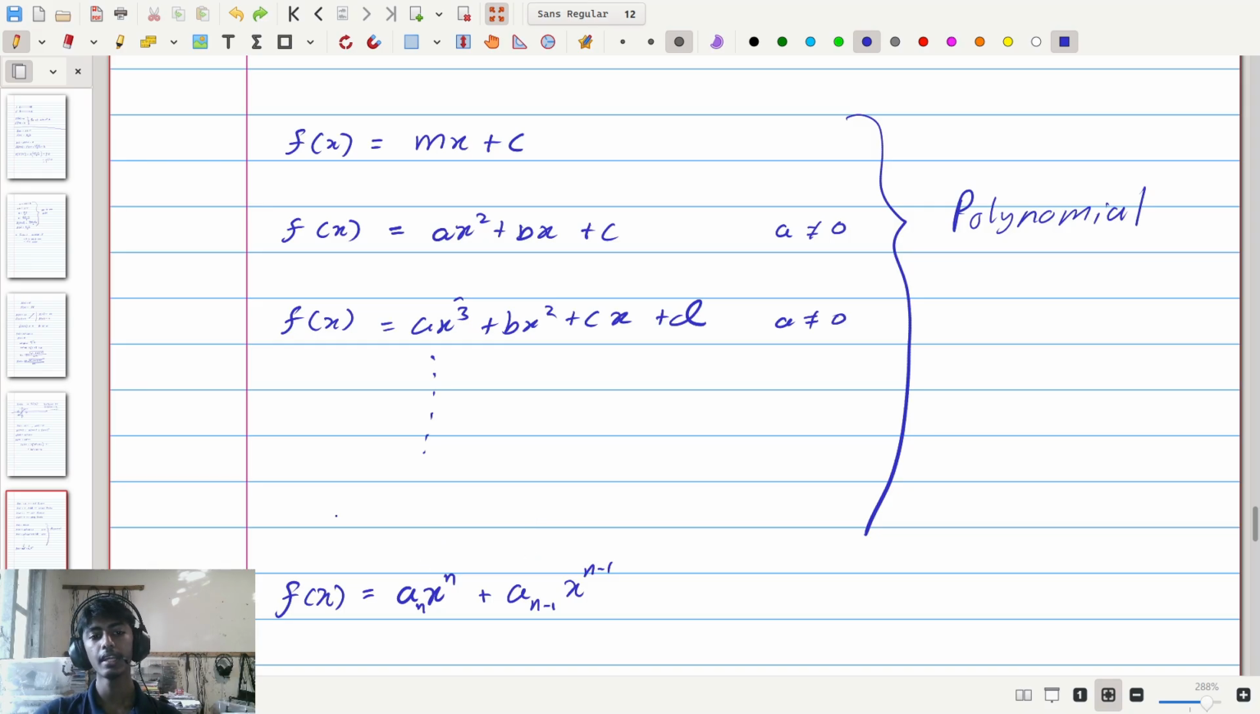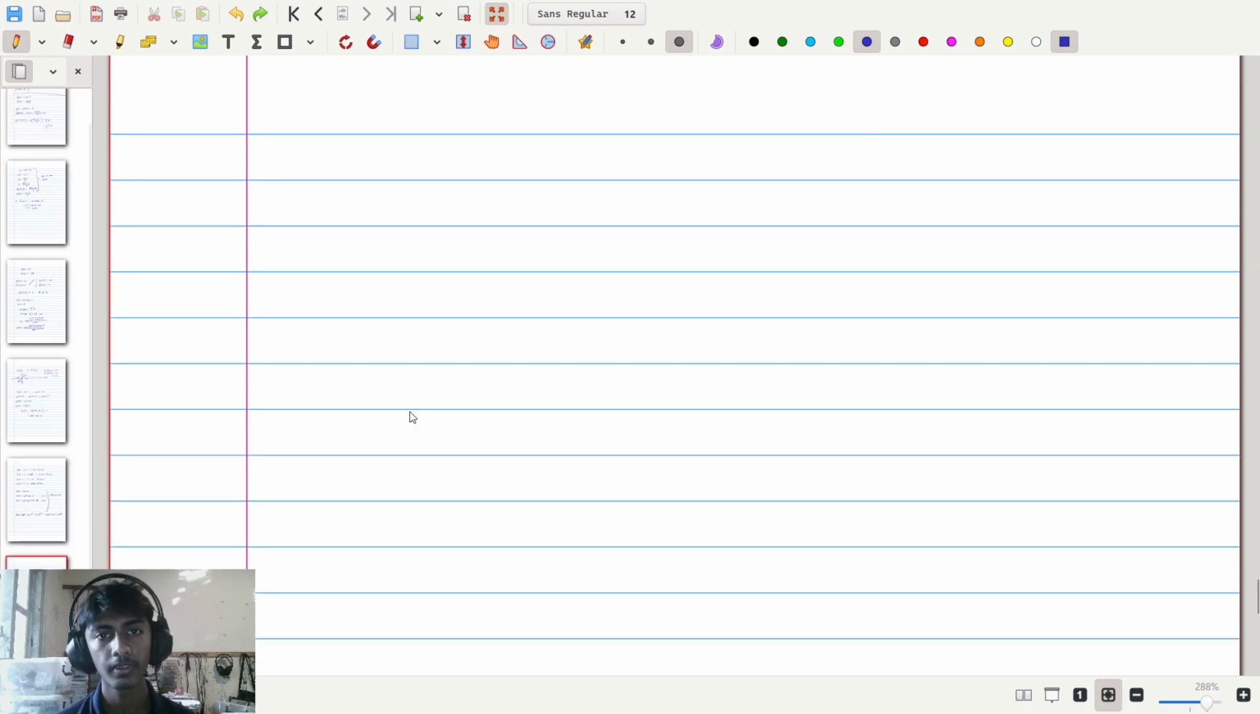So we have a_n x to the n plus a_(n minus 1) x to the n minus 1 plus a_(n minus 2) x to the n minus 2, and so on, up to a_2 x to the 2 plus a_1 x to the 1 plus a_0 x to the 0, which of course x to the 0 is 1. So we go all the way down to the constant term, and this is what we define as a polynomial function. And that concludes the lesson from today.